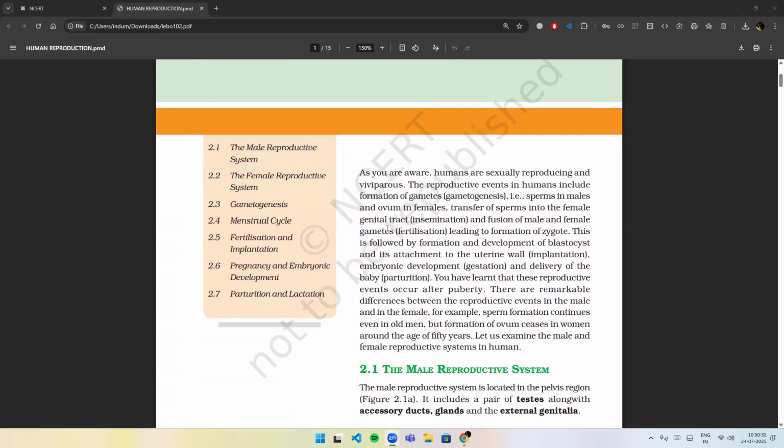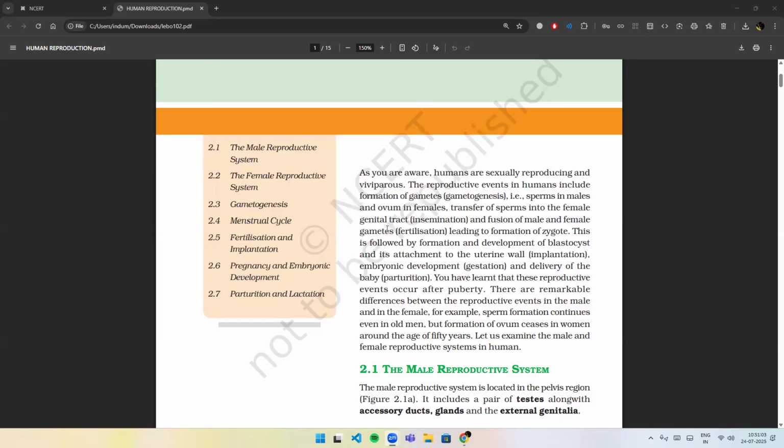The reproductive events in humans include formation of gametes, gametogenesis, that is sperms in males and ovum in females, transfer of sperms into the female genital tract, insemination, and fusion of male and female gametes, fertilization, leading to formation of zygote. This is followed by formation and development of blastocyst and its attachment to the uterine wall, implantation, embryonic development, gestation, and delivery of the baby, parturition.